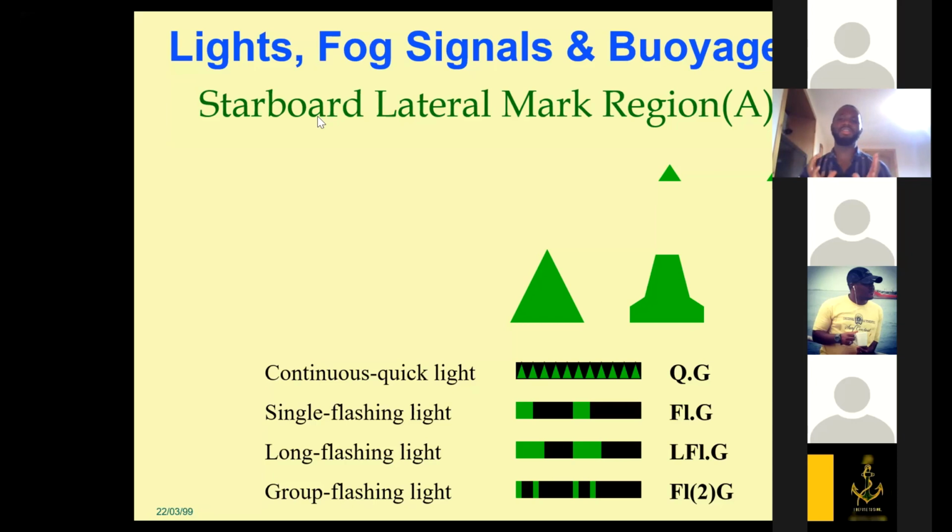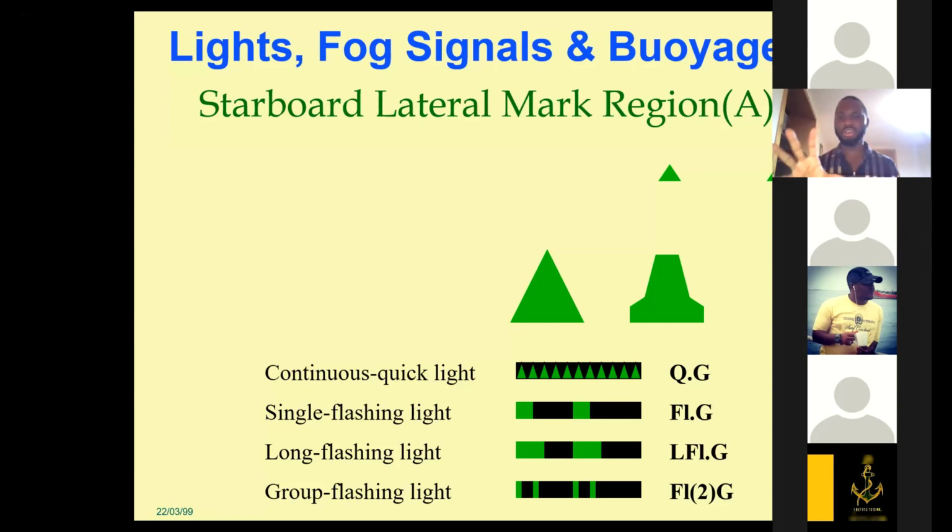I've put all these things here for us to really understand. It can be a continuous quick light. It can be a single flashing light. It can be a long flashing light. It can be a group flashing light. The major thing is it can be flashing in any other rhythm apart from what? 2 plus 1. So 2 plus 1 long flash. That's the idea behind it.